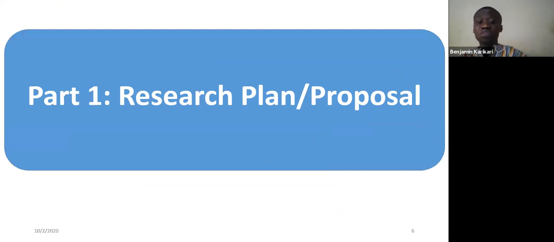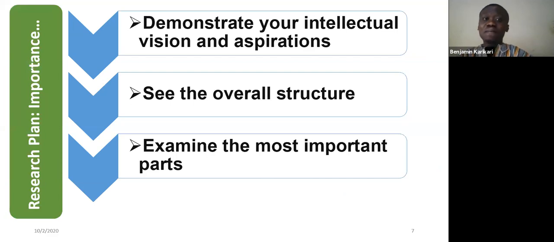So let's talk briefly about research plan. A research plan is basically a blueprint of your intention, or research proposal. Why do you need to write one? A thesis research plan demonstrates your vision and aspirations. As I said, it's a blueprint of your intention. So when you have a research plan, it tells you what you intend doing in future, what you intend doing today, what you intend doing in the next 2, 3, 4 weeks, 4 months, and the rest.